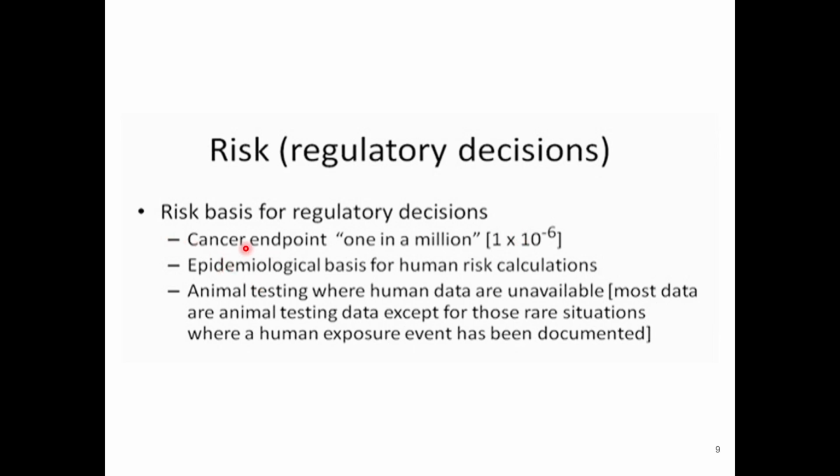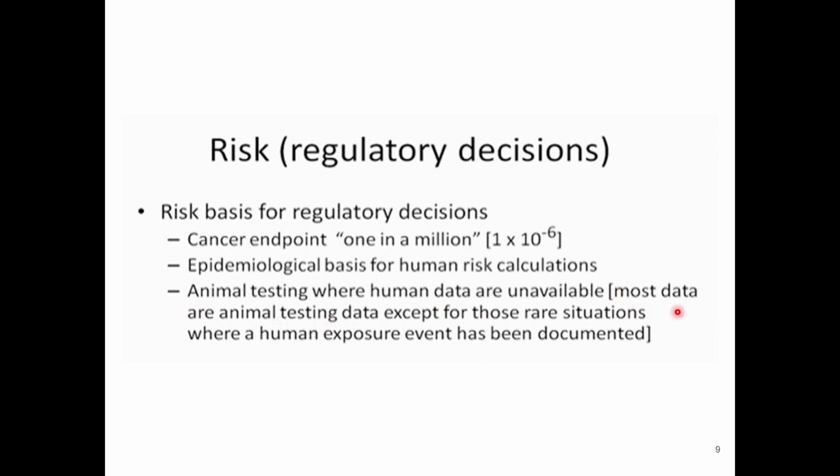as a risk. The second is the epidemiological basis for human risk calculation. That is also a different way of calculating risk. Epidemiology is basically the study of the incidence, control, and growth of diseases in human beings. For that, we have a separate human risk calculation. And one is animal testing where human data are unavailable. In most cases, when human data is not available, we go for animal testing.